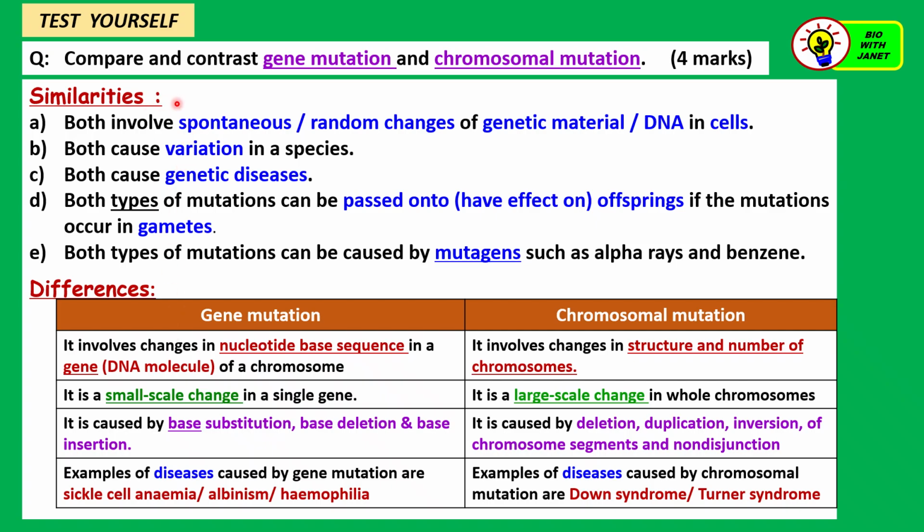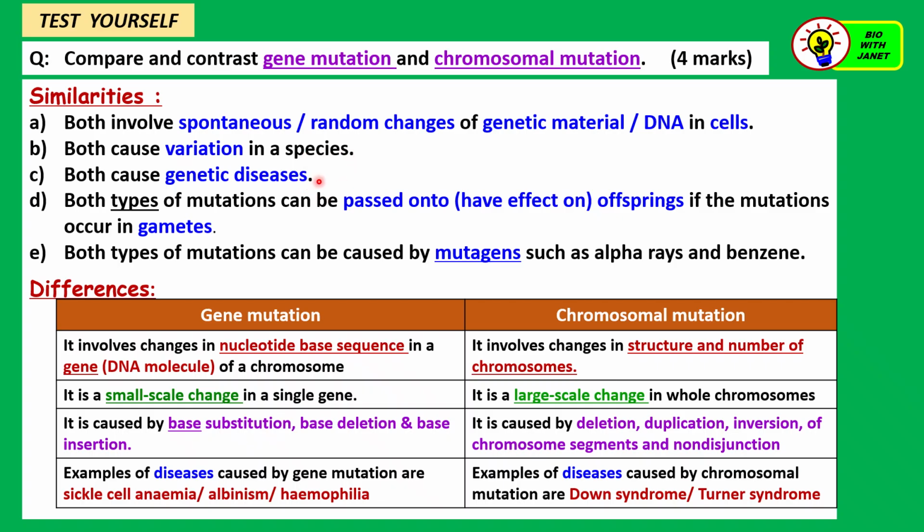Now, there are many similarities. So both types of mutations are actually mutations. Mutation means spontaneous or random changes of genetic material such as DNA or chromosomes in the cells. So both will involve these random changes of genetic material, right? Both will cause variation because they cause changes in the genetic material. So they'll cause changes in characteristics of the individuals. So they'll cause variation, which are differences in the characteristics in a species.